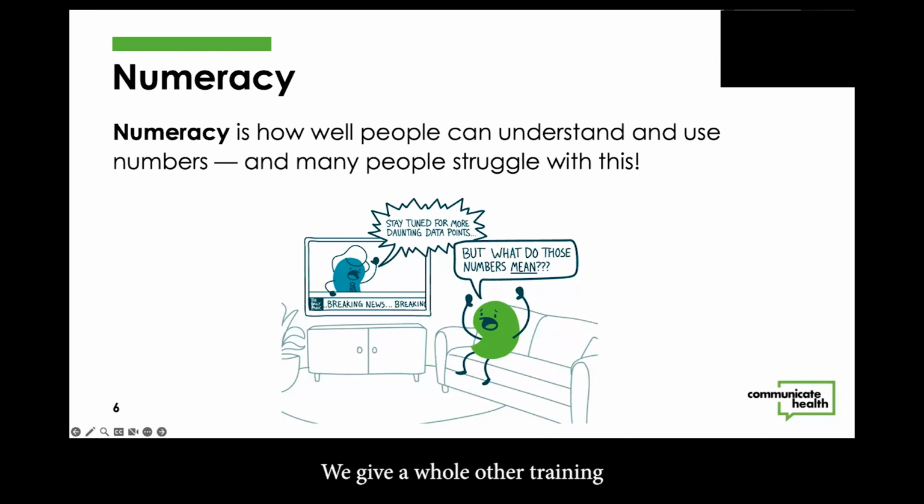We could give a whole other training on those types of visuals as well. But our main goals today really are to give you some concrete and actionable tips for helping your audiences and the people in your communities understand numbers and other health data that you need to share with them.